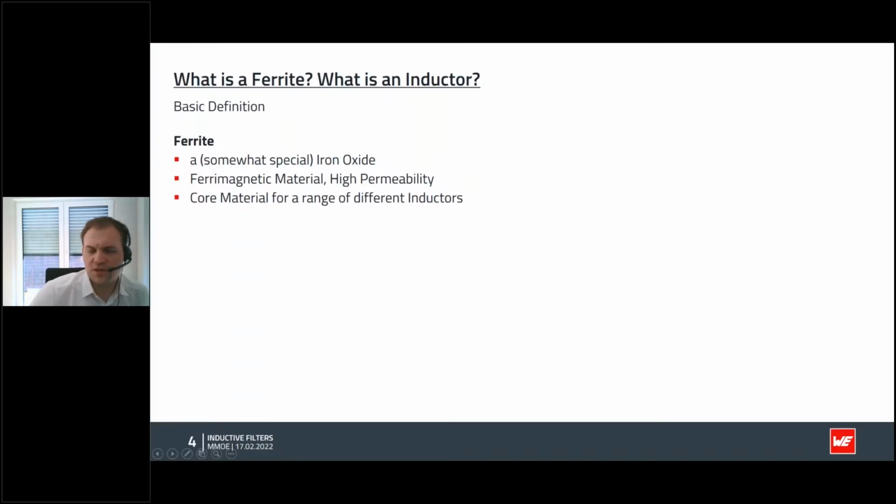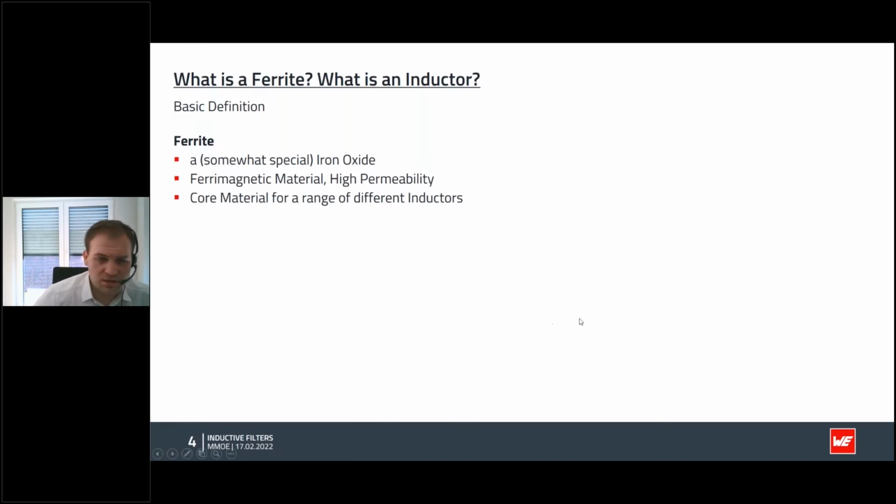For the inductive filter components, we should first talk about the definition. What is a ferrite? What is an inductor? A ferrite is, strictly speaking, a form of iron oxide, or a somewhat special form of rust, if you want so. It has a high permeability, which increases the inductance for those components where it's used as a core material.